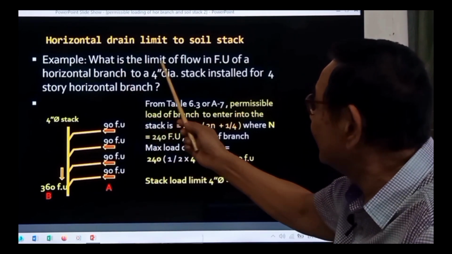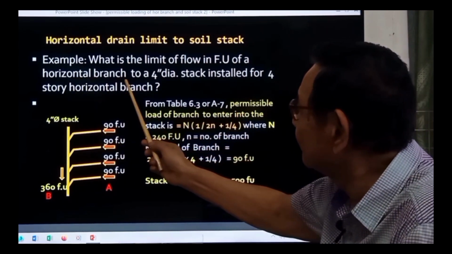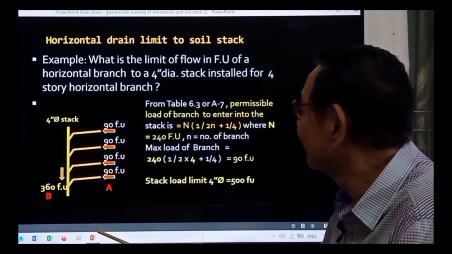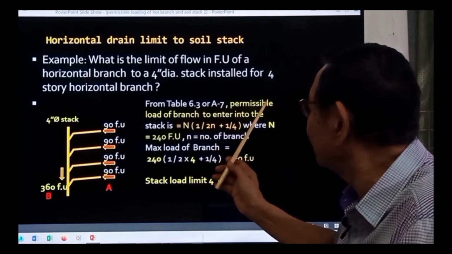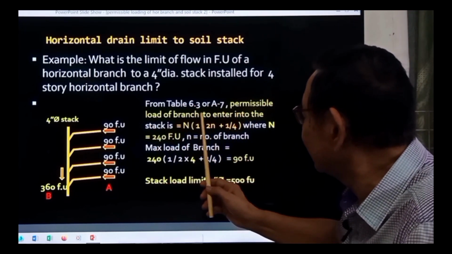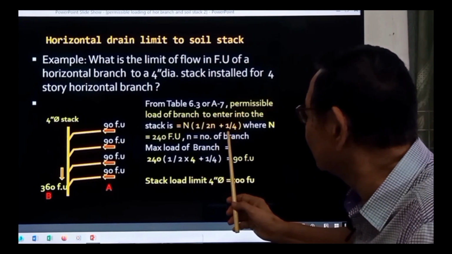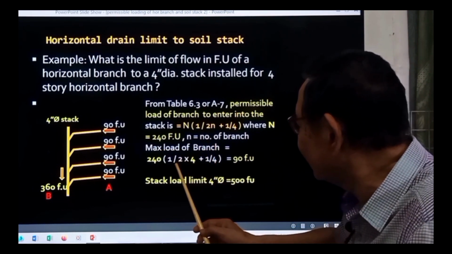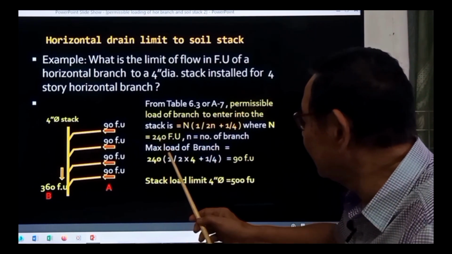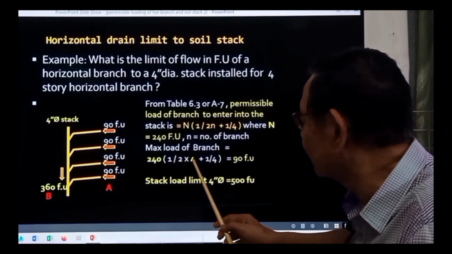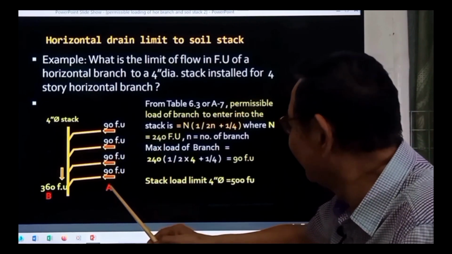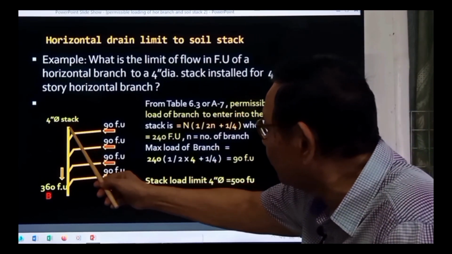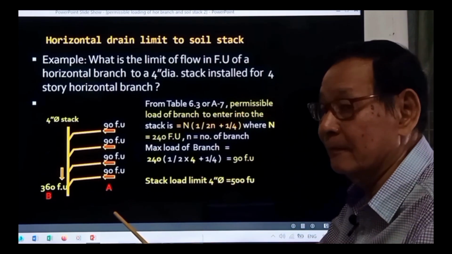Okay. What is the limit of flow in the fixture units of a horizontal branch to a 4-inch diameter pipe installed for a 4-story building? From the table, the permissible load of a branch to enter into the stack is N times quantity 1/2 N plus 1/4, where N is equal to 40, the number of branches. Maximum load of the branch is 40 times quantity 1/2 times 4 branches, which is equal to 90 fixture units. So the stack load for 4 inches is 500 fixture units, or 530 to be exact.